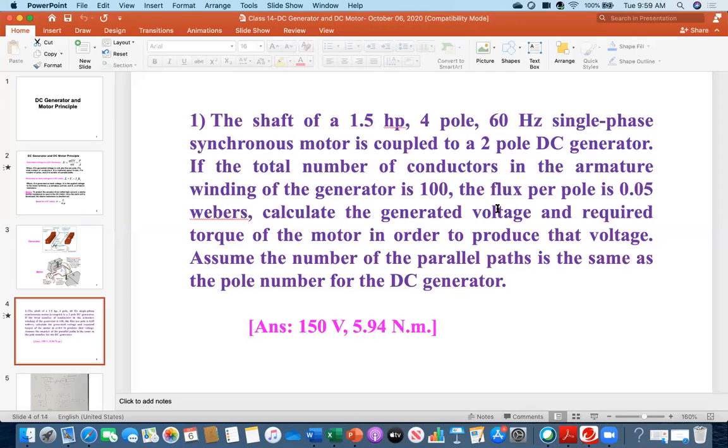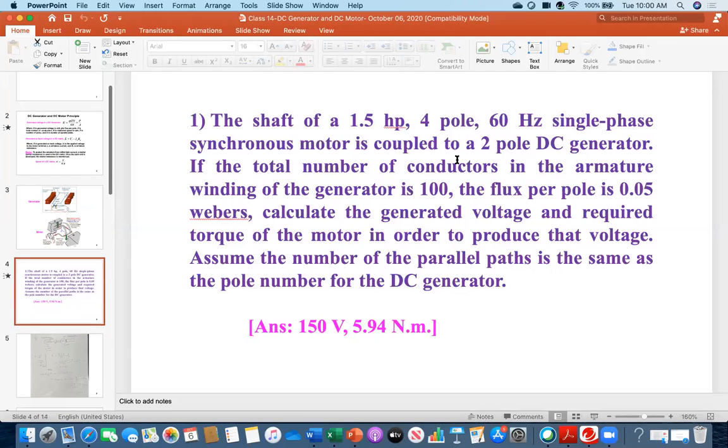First you will be calculating the voltage, and I hope you will get the result 150 volt. Then the next question: what is the amount of torque to produce that voltage? In this case, torque is coming from the shaft. Who is driving the shaft? What is the main driving force? That is the single-phase motor. So you have to calculate the amount of torque provided by the motor in order to produce this amount of voltage. So, two questions.